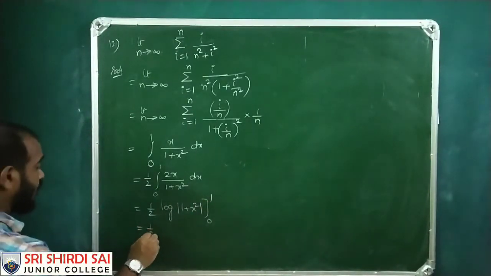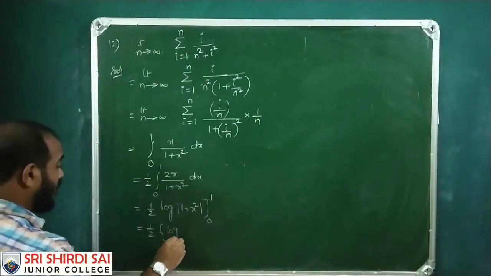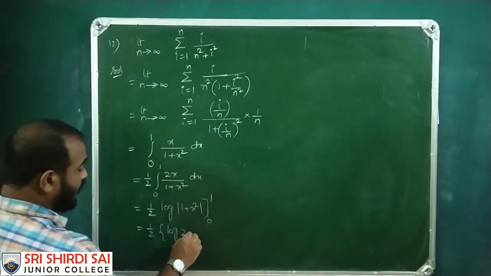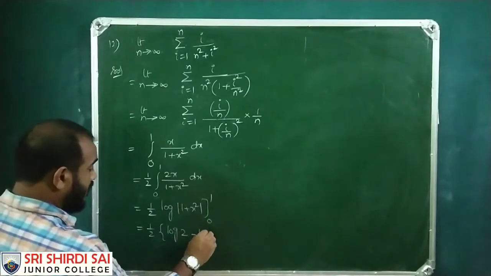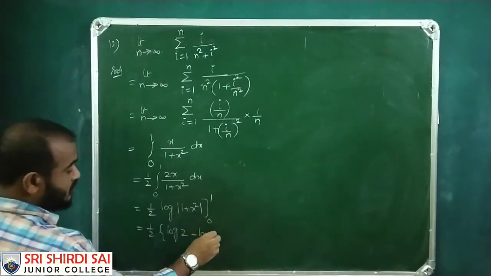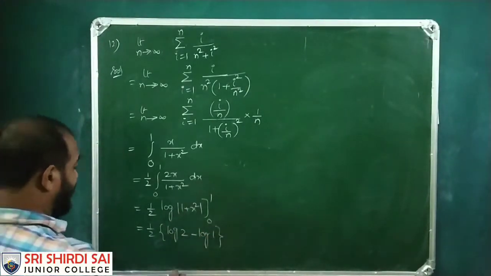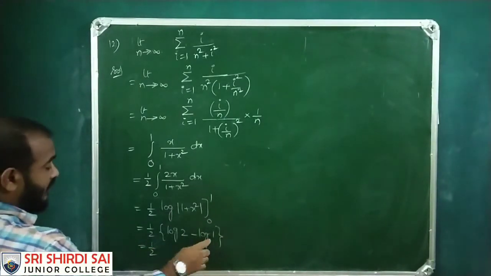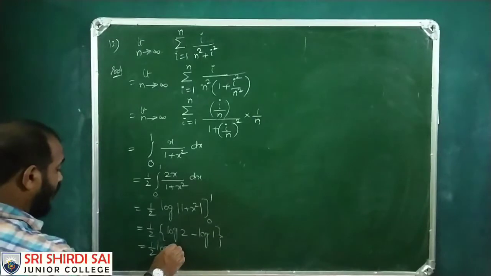So 1 by 2, upper limit log of 1 plus 1 square, which is log 2, minus log of 1 plus 0 square, which is log 1. This is equal to 1 by 2 into log 2, since the log 1 value is 0. So 1 by 2 log 2.